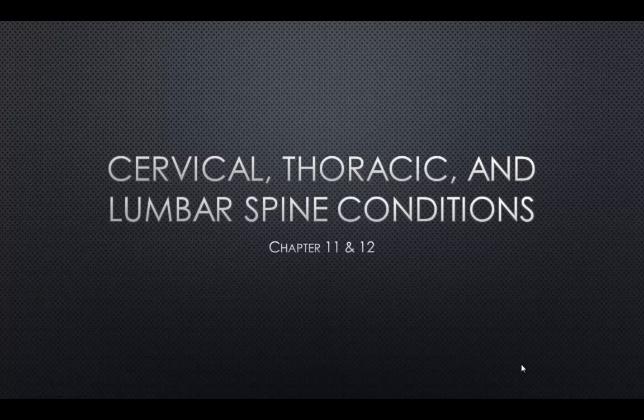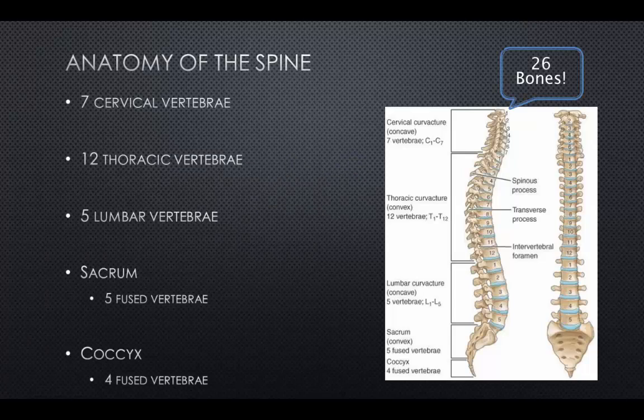Cervical, thoracic, and lumbar spine conditions, Chapter 11 and 12. There are 26 bones in the spine. It is easy to remember the number of the bones within the sections of the spine as they are times we eat: 7, 12, and 5. There are 7 cervical vertebrae, 12 thoracic vertebrae, and 5 lumbar vertebrae.